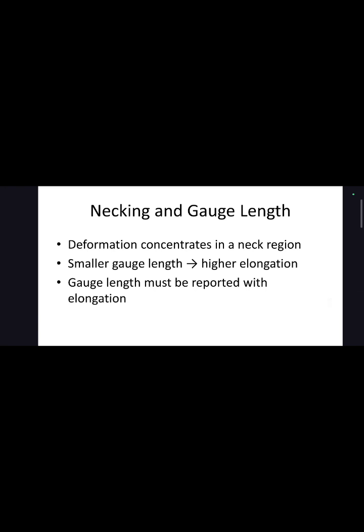In this, the reduction of area is more reliable because reduction of area does not depend on the gauge length, because it is measured only at the fracture region. That means it always represents a local deformation at the failure point. So many engineers consider reduction of area a more reliable measure of ductility than elongation.